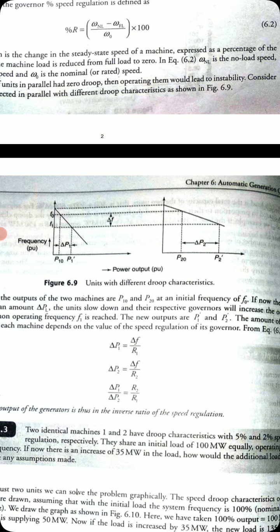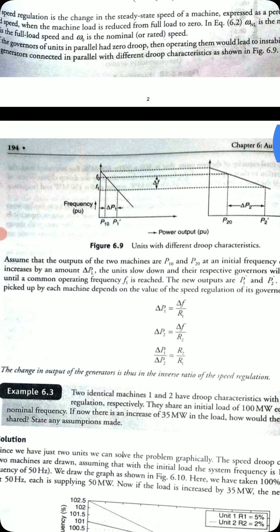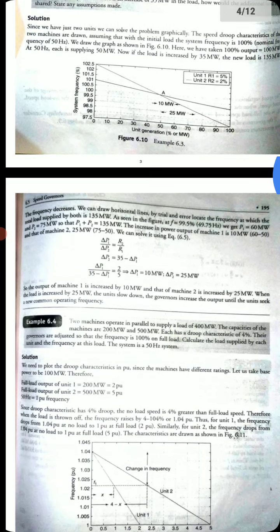So if we take delta P1 by delta P2, we will get R2 by R1. Hence the change in output of the generator is in the inverse ratio of the speed regulation. You can see it directly: delta P1 by delta P2 is equal to R2 by R1, inversely proportional. Okay, so we'll see one problem here.